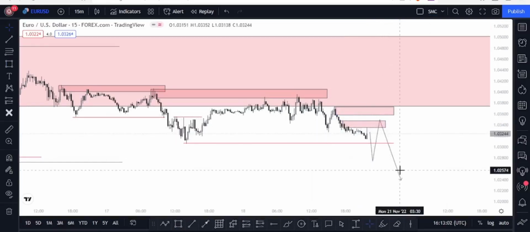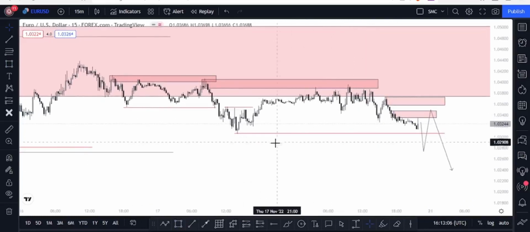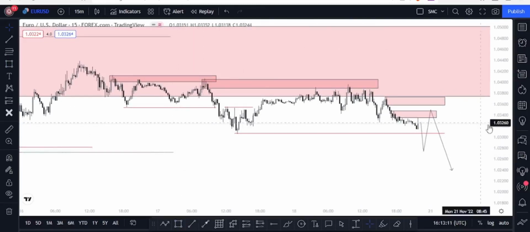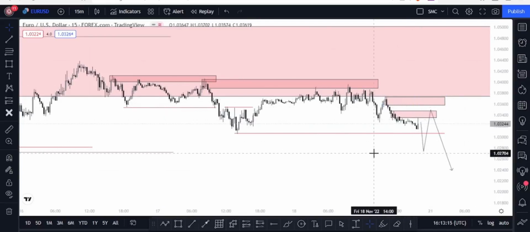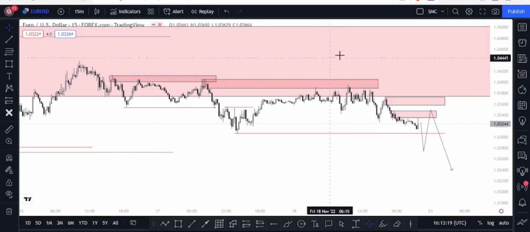Remember, it has to break this minor structure point of interest, and sometimes it could come down to even break this one before going up to mitigate these OBs. So you need to understand that. That is, given the fact that this higher time frame POI is going to hold. So that is about EURUSD 15M.